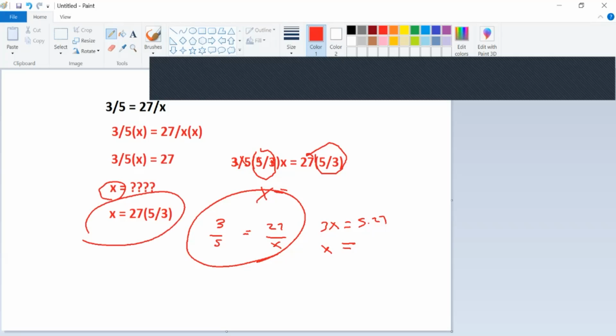And then you just follow the order of operations. At this point now you just factor. 3 into 27 goes 9. 9 times 5 is 45. The answer is going to be 45.